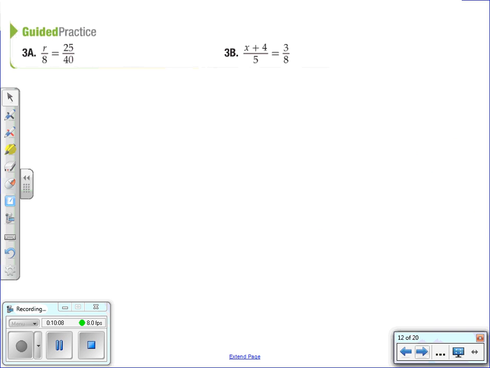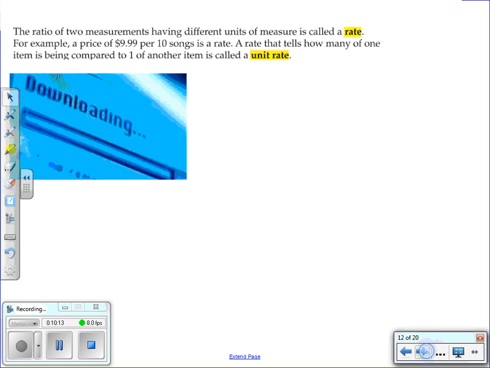Here's some guided practice. Two problems for you guys. Again, pause the video. Good luck. All right.